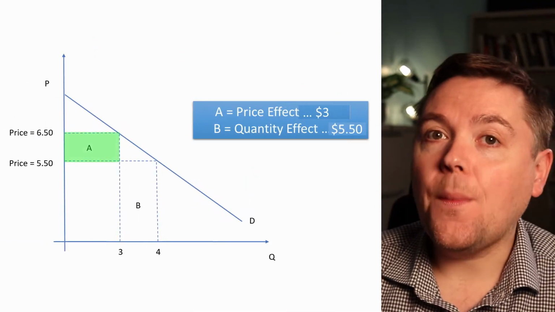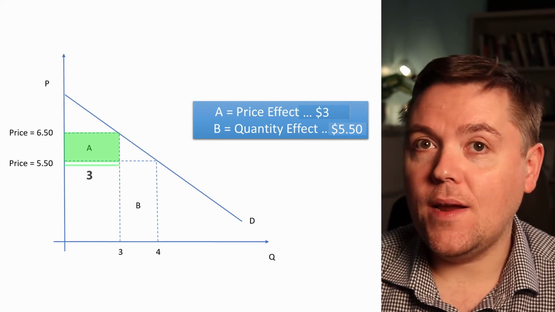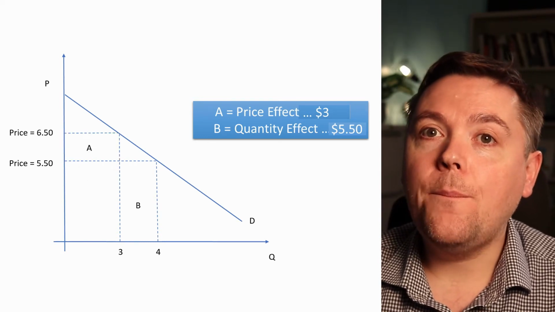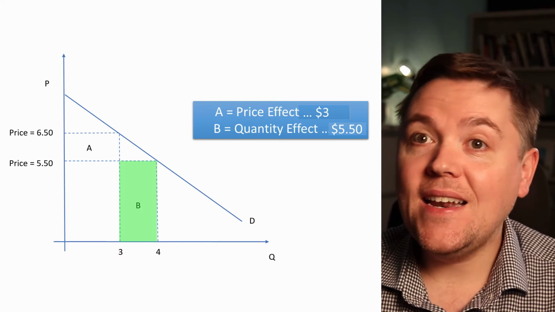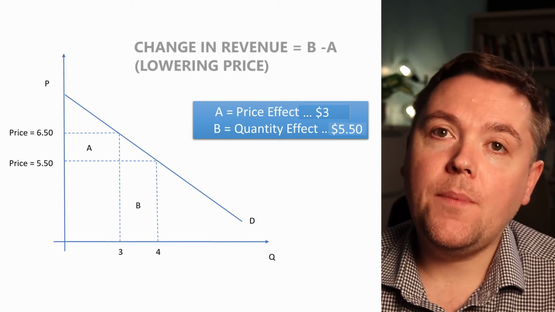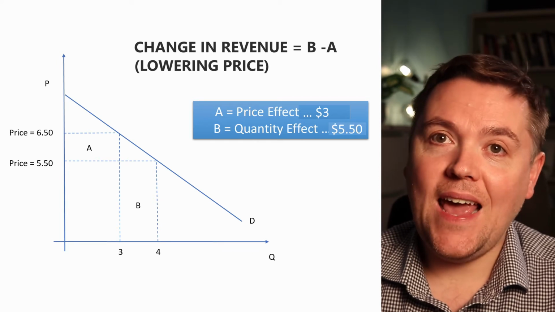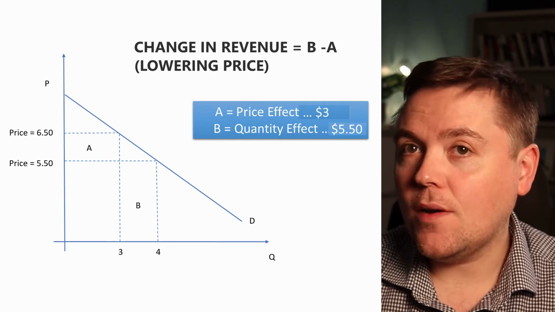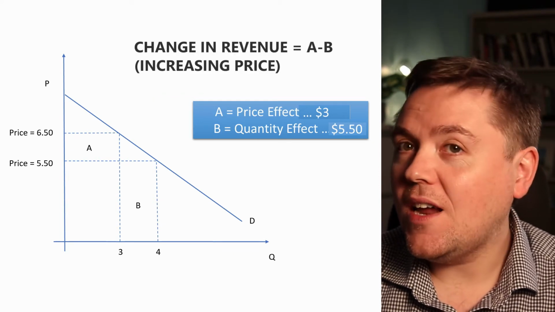Area A here is the price effect. It has a base of 3 and a height of 1. Area B is the quantity effect. It has a base of 1 and a height of 5.50. The change in the monopoly producer's revenue is B minus A when lowering the price, and naturally it's A minus B if they were increasing their prices.